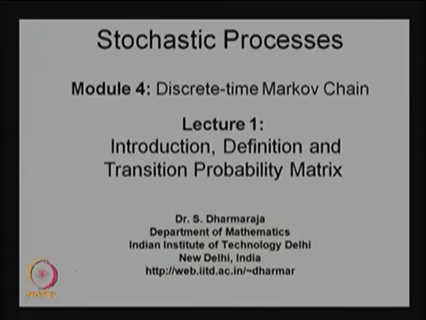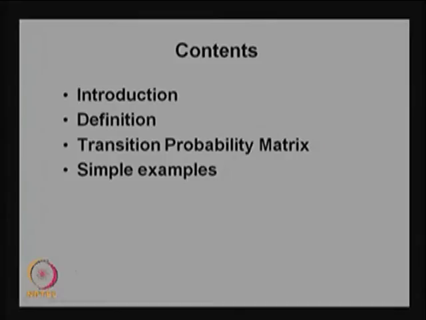This is the stochastic process. In this we are going to discuss the model for discrete time Markov chain, and this is lecture 1. In this lecture I am going to discuss the introduction about the discrete time Markov chain, followed by the definition and the important concept called the one step transition probability matrix. So in this lecture I am going to cover the introduction, definition, transition probability matrix and a few simple examples also.